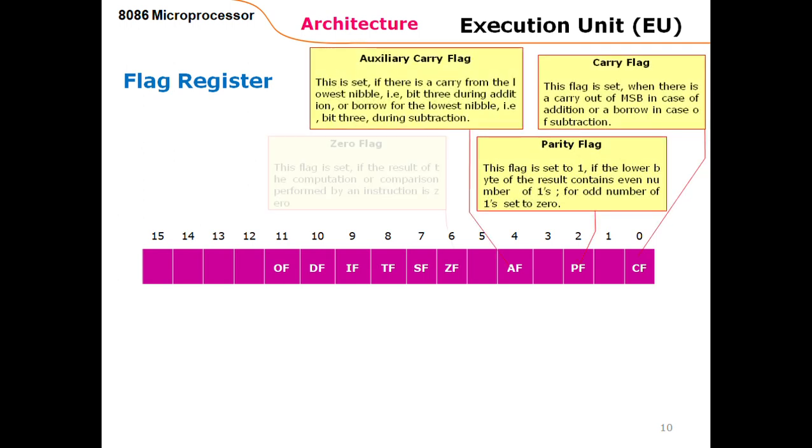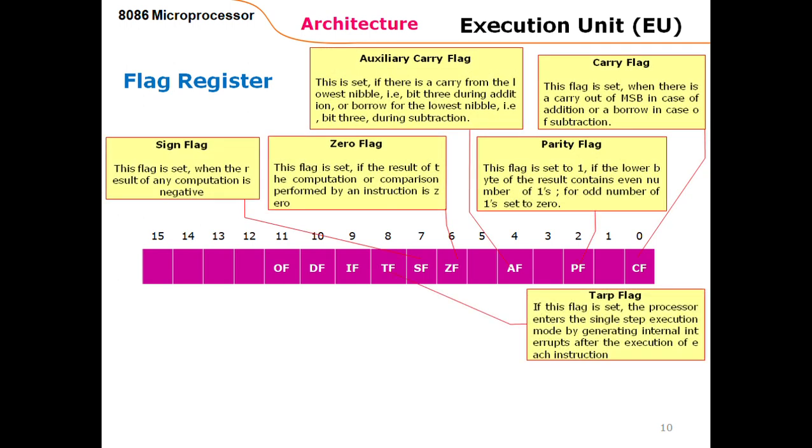There is a trap flag at position 8. When this flag is set, it enables the debug feature of the microprocessor. This flag is used by the programs to debug code. So trap flag would either enable or disable the debug feature of the microprocessor. So when trap flag is 1, it will enable the debugging facility. If it is 0, it will disable the debugging facility.